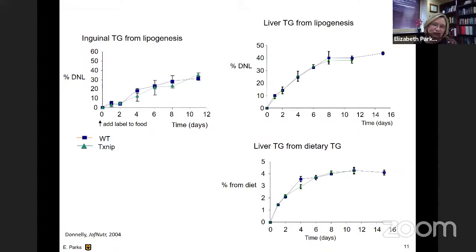These are the curves from the dietary label, a beautiful curve coming up to steady state. And from this, we determined that we could have done this experiment probably for about 10 days or so to get complete turnover of liver triglyceride. If you look at the y-axis here, you can see that in this experiment, only 4% of liver triglyceride palmitate was coming from dietary fat on chow.